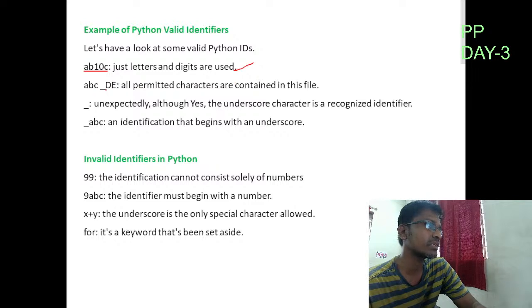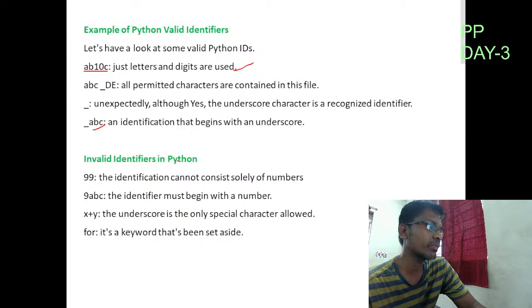Next one, abc_DE. It contains a small abc, an underscore, and capital DE, and it is also a permitted identifier in Python. And underscore as a starting character: you can use underscore for writing identifiers, for example, _ABC. It is a valid identifier. So these all are valid identifiers according to the Python identifier rules.